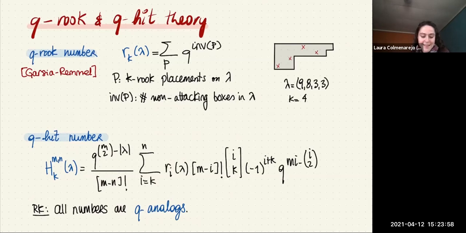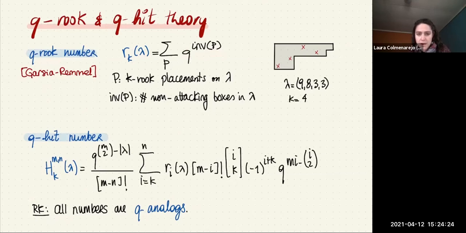I'm going to say that for me, the word rook didn't mean anything. I know that in chess it means something, and for many people you initially think about some moves in chess. For me, when I started working on this, it wasn't meaning anything. So Garcia and Remmel defined the Q-rook numbers as a sum of Q to some powers.